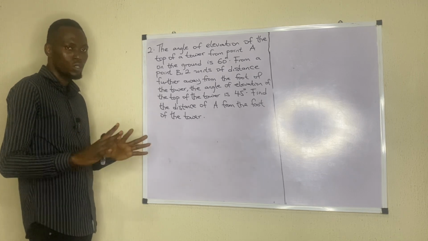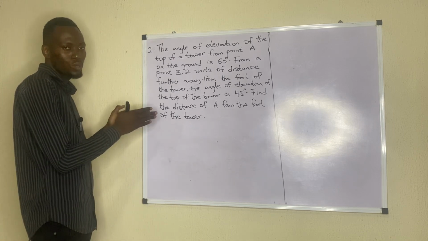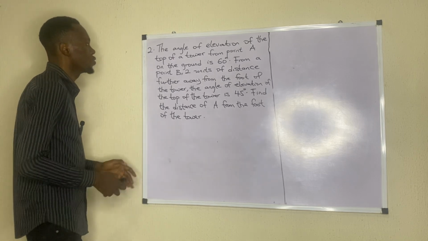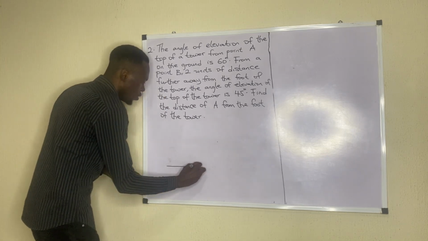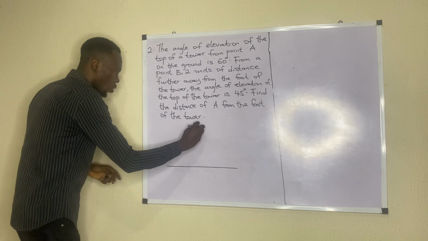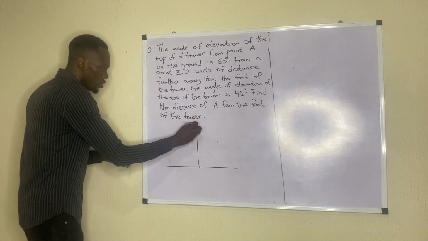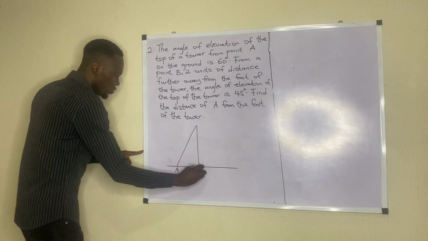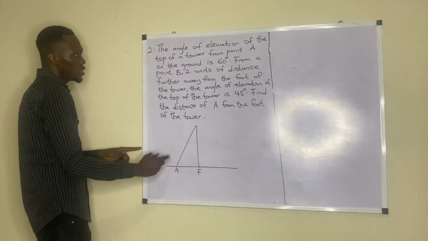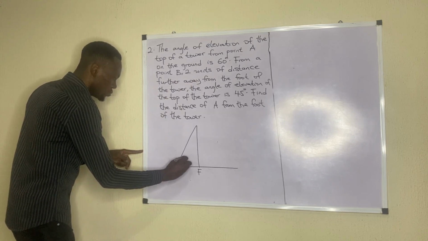Before we can solve this question, let's draw it in a diagram, so that it can be easy for us to solve. So for this question, if this is the ground floor and this is the tower, we are told that the angle of elevation from point A, this is point A, let's call this the foot of the tower, is 60 degrees.